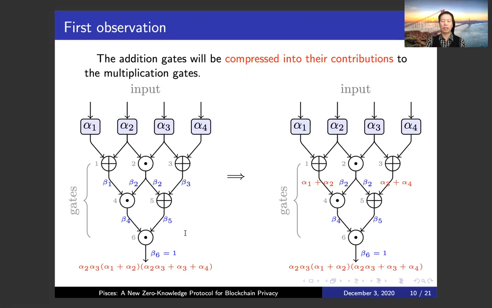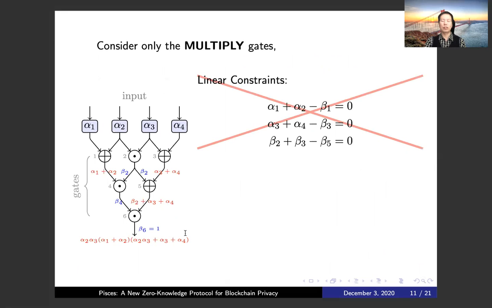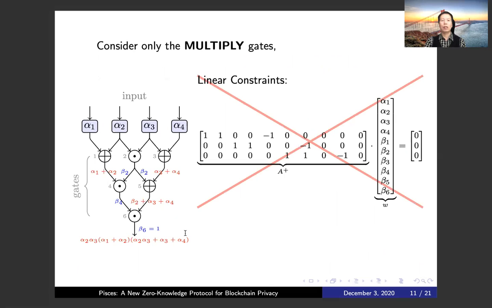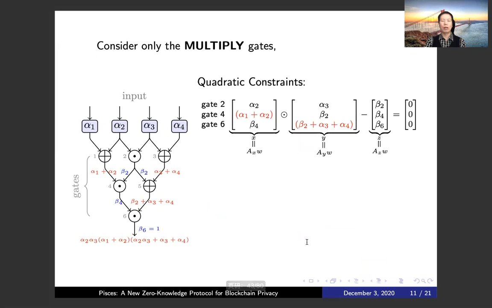And the fifth gate, beta 5, is equal to beta 2 plus beta 3. And beta 3 is also equal to alpha 3 plus alpha 4. So we can directly write beta 5 as beta 2 plus alpha 3 plus alpha 4. So if we consider only the multiply gates, we don't need to consider the linear constraints again. Also, we don't need this. And the quadratic constraint will become this. We need to replace beta 1 with alpha 1 plus alpha 2, and also beta 5 with beta 2 plus alpha 3 plus alpha 4. So the quadratic constraint needs to be modified slightly, also in a matrix form.